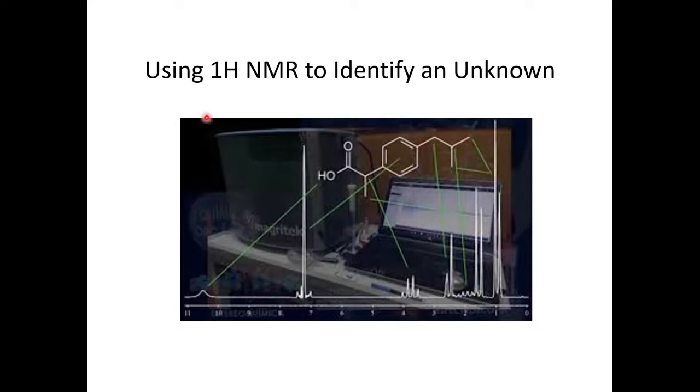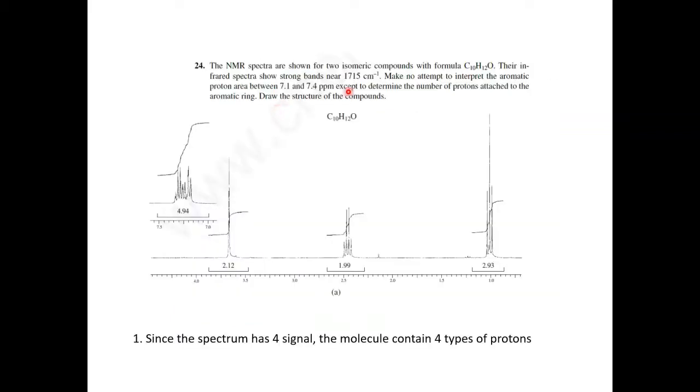Today I am presenting one more example which contains IR data as well as proton NMR data. So how do you identify the unknown compound using these two data? The problem says it contains C10H12O, and its infrared spectrum shows a strong band at about 1715 cm⁻¹. It also contains an aromatic ring with 5 protons. It means it has a monosubstituted benzene ring because it has 5 protons. It has 4 signals, meaning 4 types of protons. There may be an aliphatic part here, and somewhere an ether or ketone because it contains oxygen.